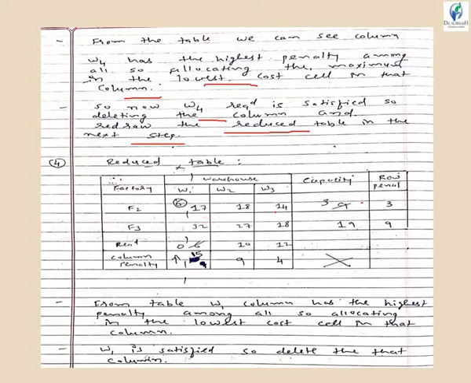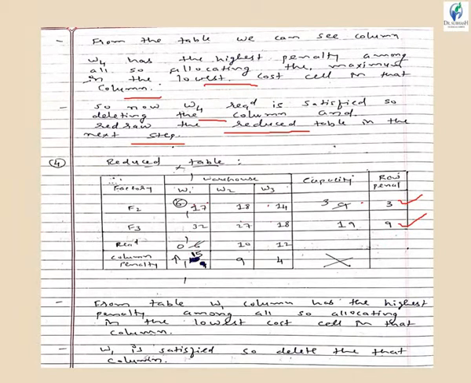For the row there are 3 elements: 17, 18 and 14. The smallest value in row F2 is 14 and the second smallest is 17. If you take the difference, that will give you 3. Same procedure for row F3: the smallest value is 18 and the second smallest is 27. When you take the difference, you will get the row penalty for F3, that is 9.